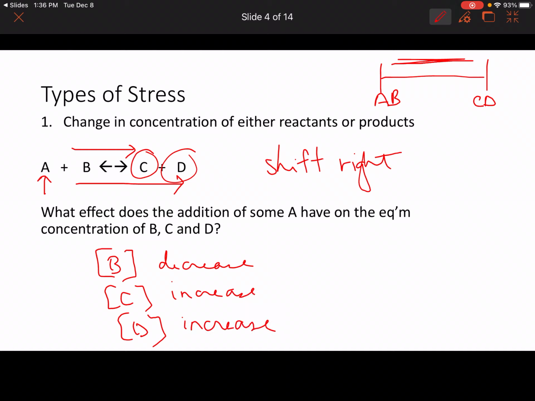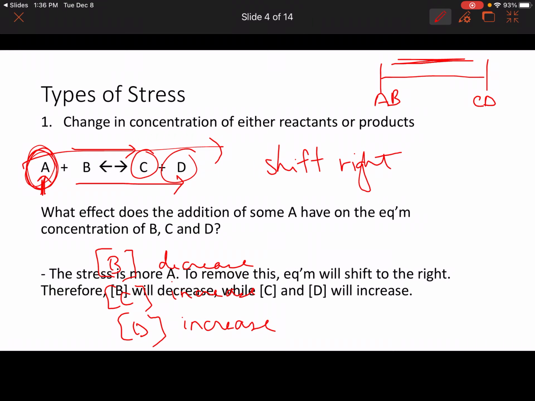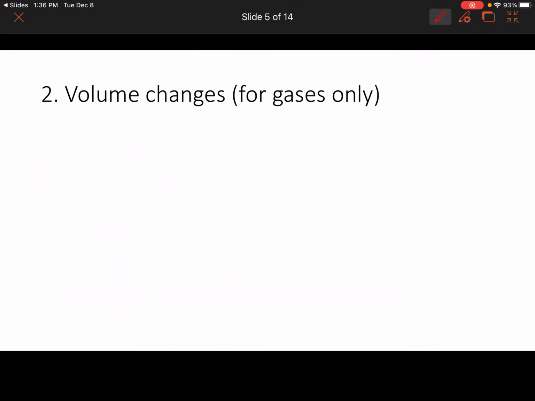So the concentrations of C and D will increase while B will decrease in this particular example here. If I was in person, I'd do this for you when I see you guys next. I would think of A gets big, so this gets big, and then we push over to the right. I would mime pushing over, which oddly really helps people figure this out. The stress is more A. To remove this, equilibrium will shift to the right. Therefore, B will decrease while C and D will increase. That's what I wrote anyways, but there you go.